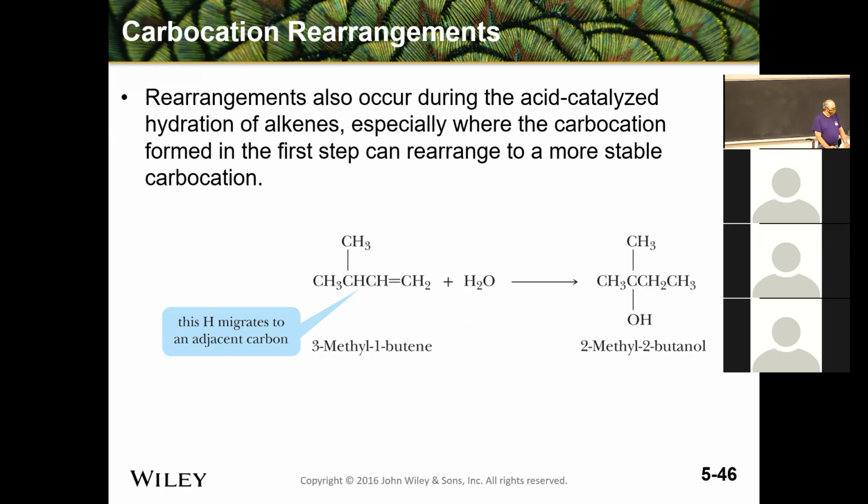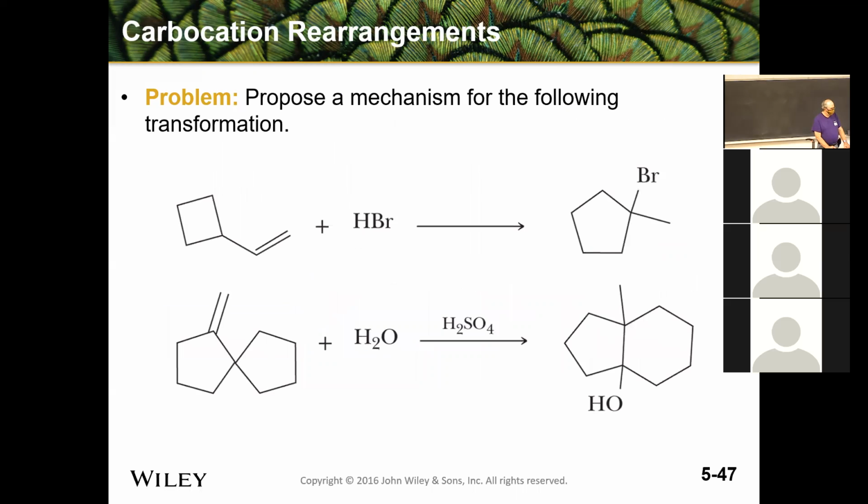Here's an example of a hydride shift. Okay, and I don't believe we did these examples. Okay, notice here, this is a rearrangement by ring expansion. Okay, let's take a look at the first one.